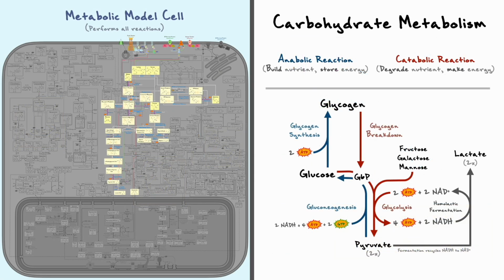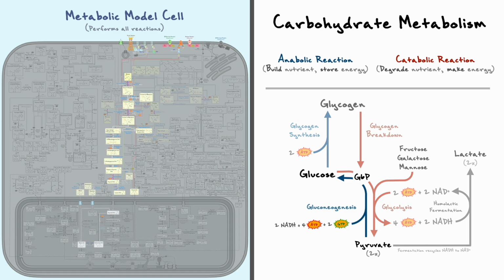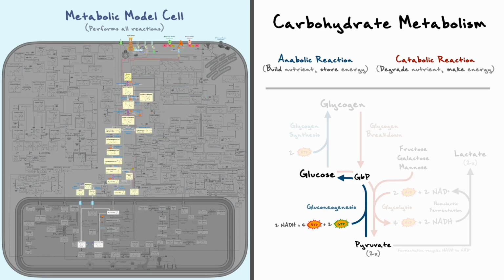Alright, back to this diagram. We have covered glycolysis of all the important sugars, the regulation of the pathway, and homolactic fermentation. What I want to discuss now is how some specialized cells in the body can take some pyruvate and reform glucose in a pathway called gluconeogenesis, which is essentially glycolysis in reverse.